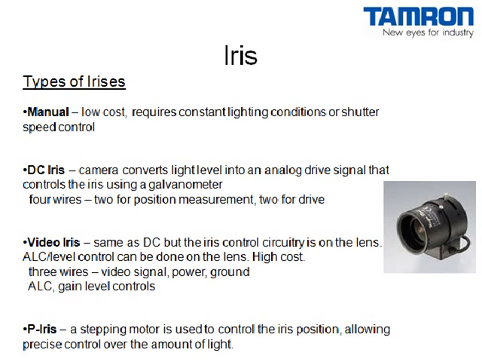The newest type of iris is the P iris, in which a stepping motor is used to control the iris position. This allows precise control over the amount of light gathered by the lens.